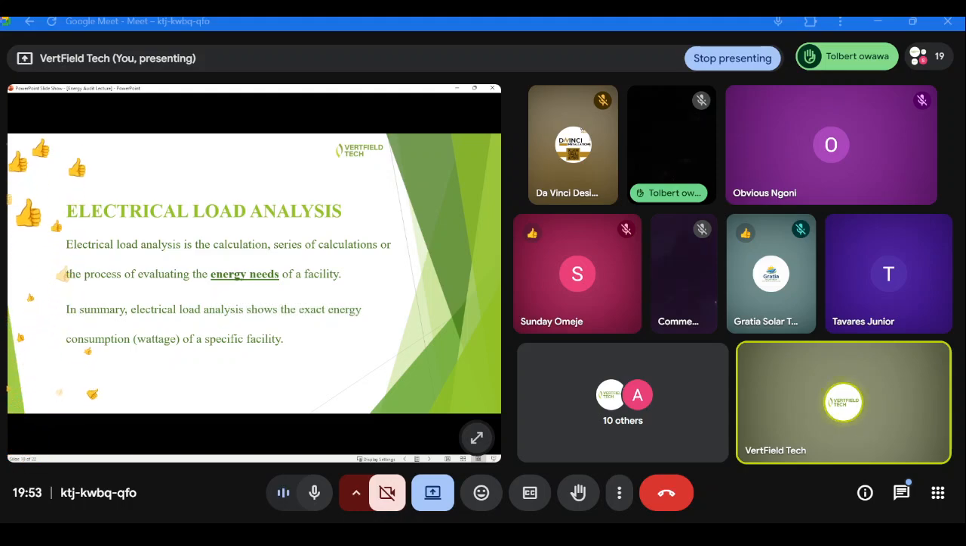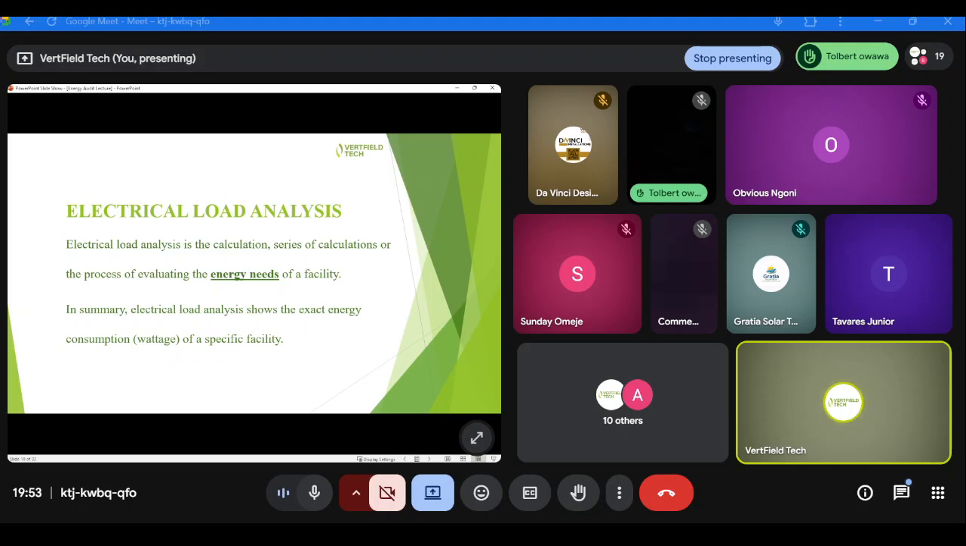So, electrical load analysis is the next thing we are going to be talking about. What is electrical load analysis? What will it do for us? What is the importance of electrical load analysis? Electrical load analysis is a tool, a series of calculations or processes of evaluating the energy needs of a facility.